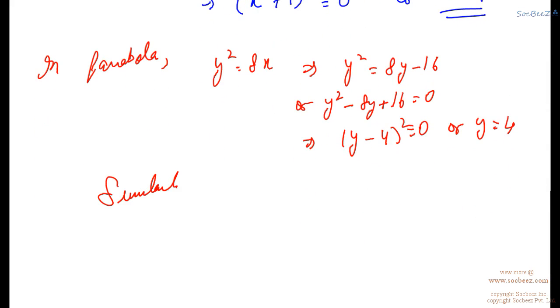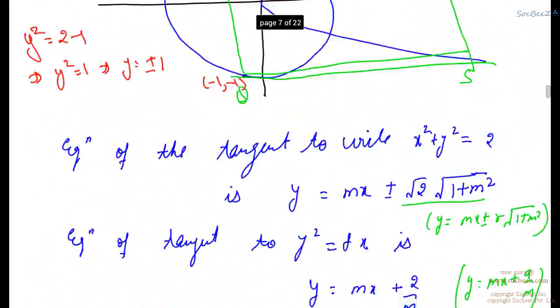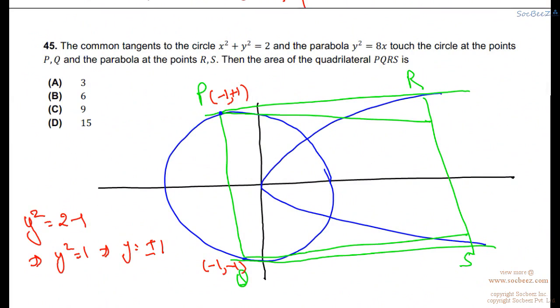Okay, now similarly from y equals minus x minus 2, we get the y coordinate in the parabola, y2. This is y1, this is y2, as we get this y2 as minus 4. So the two coordinates for R and S are: R is 2, 4, and S is 2, minus 4.